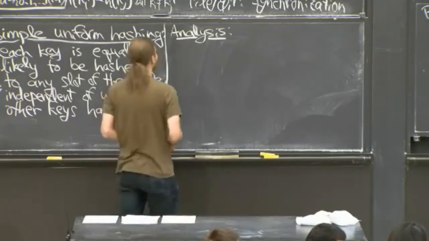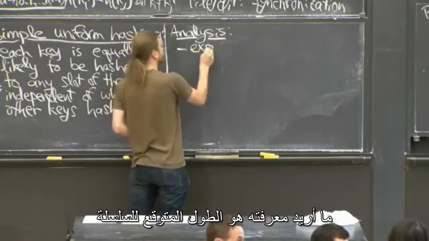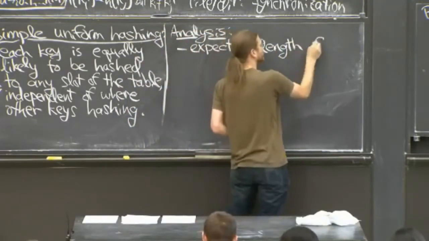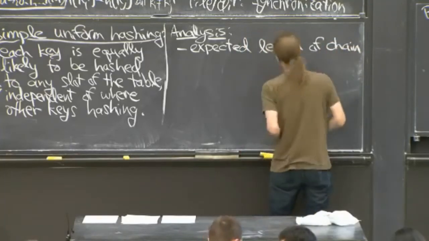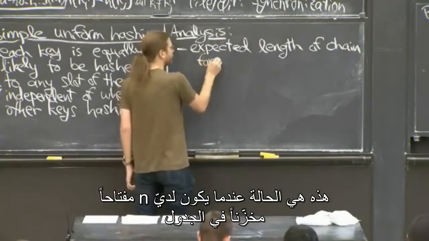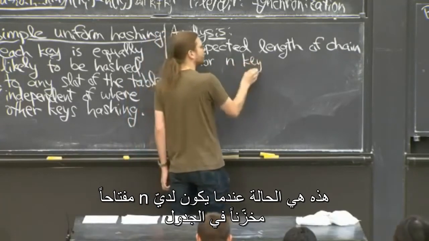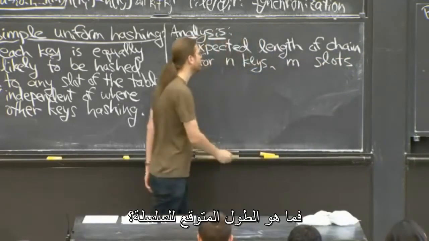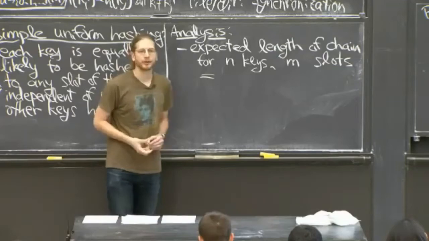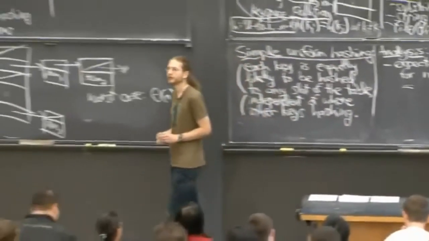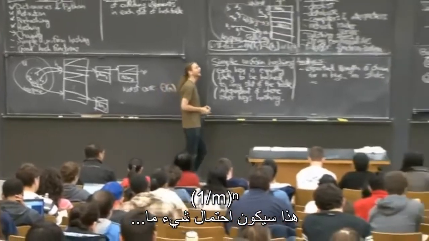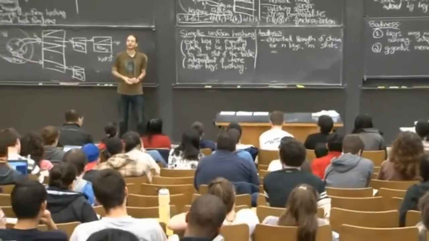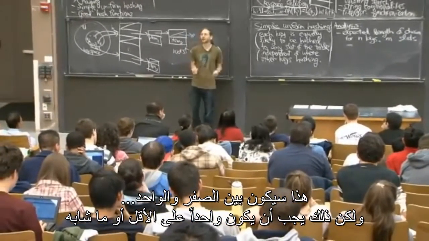All right. What I'd like to know is the expected length of a chain. OK, now this is if I have n keys that are stored in the table and m slots in the table. Then what is the expected length of a chain? Any suggestions? Yeah? 1 over m to the n? That's going to be a probability of something. Not quite. That's between 0 and 1. It's got to probably at least 1 or something, yeah.